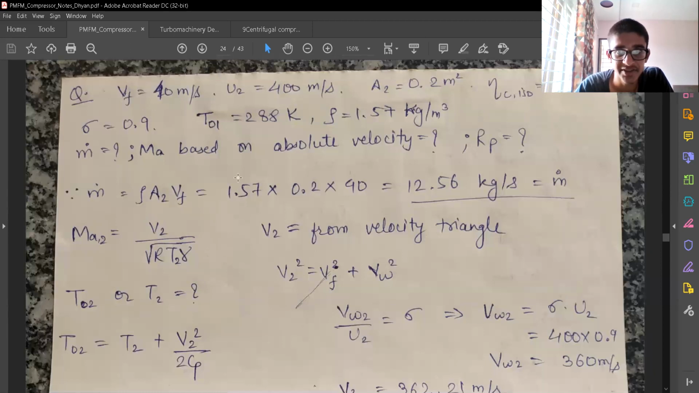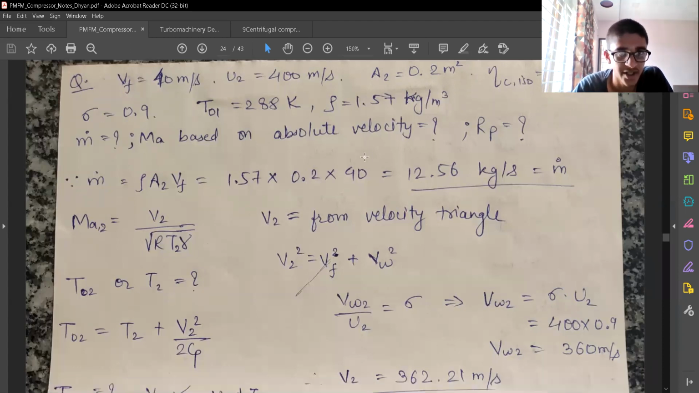Now let's come to the second question, which is giving the flow rate, axial flow rate at the inlet is 40. U2, that is blade speed at the outlet, is 400. A2, that is the outlet area, is 0.2. The efficiency, isentropic efficiency of compression is 0.9, that is 90%. Slip factor is given, inlet temperature is given, density of air is given, or density of gas, working fluid. And we need to find out the mass flow rate and Mach number based on absolute velocity. And the last thing is pressure ratio.